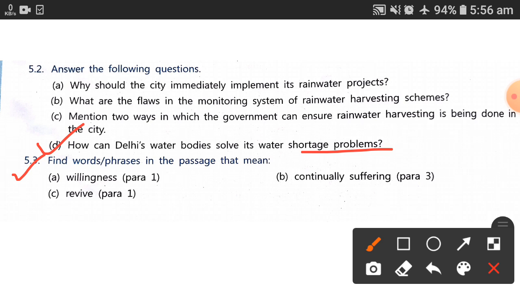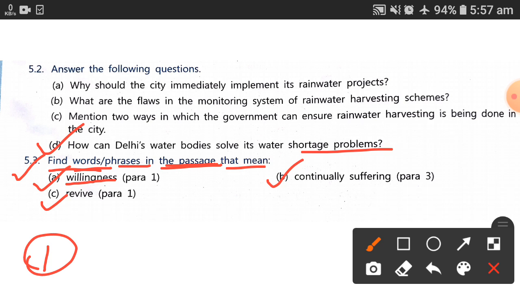Question number 5.3. You have to find the words or phrases from the paragraphs that have the same meaning as the words given. Number one, willingness. From paragraph number one, you have to pick the word which has the same meaning as willingness. Number B is continually suffering. From paragraph number three, you have to select the word or phrase.